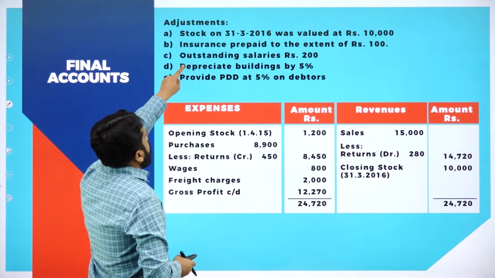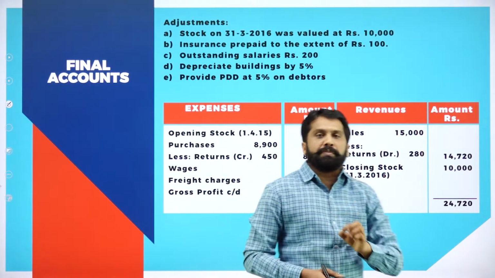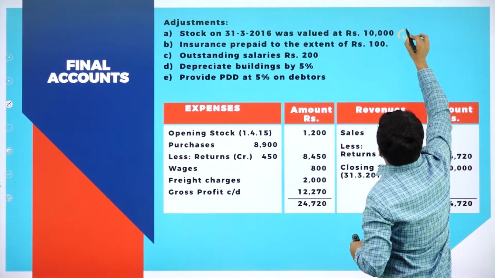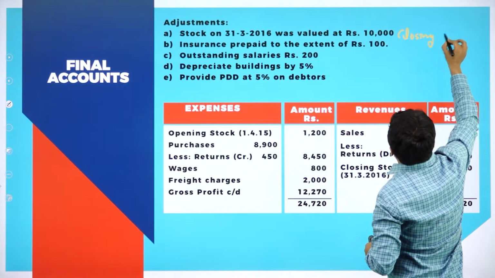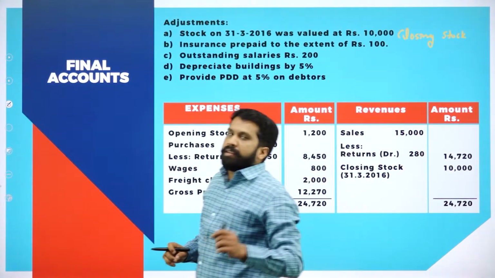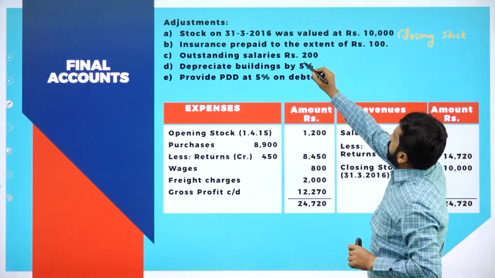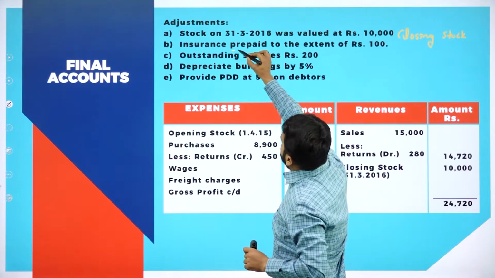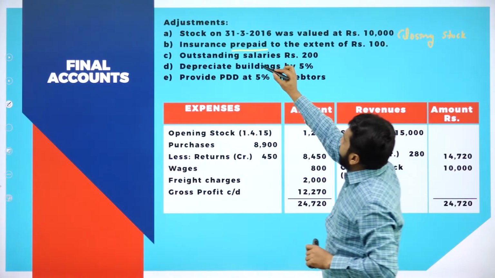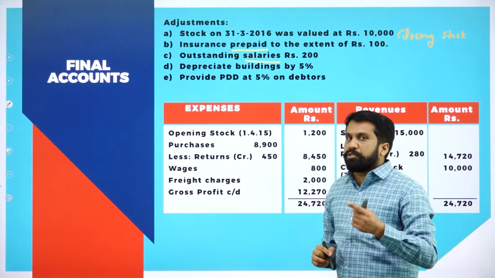You have stock on 31st was valued. In the adjustment, if they have given stock, what is that? That is closing stock. Remember, in the adjustment, if you have any information about stock, that is closing stock. Now, insurance prepaid. If it is prepaid, what? From insurance you have to minus. Outstanding salary. As I told you, if it is prepaid, minus. If it is outstanding, add.